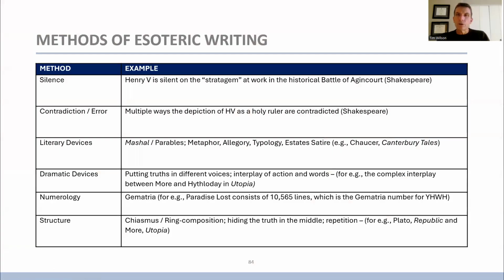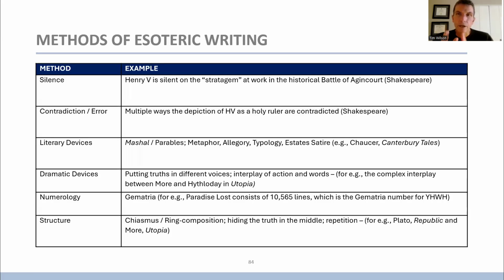First of all, we have to know some of the basic techniques that authors are going to employ when they're writing esoterically. So what are some of the methods? If they want to hide the real meaning, maybe they use silence. Maybe they gloss over and not mention explicitly something that is obvious.